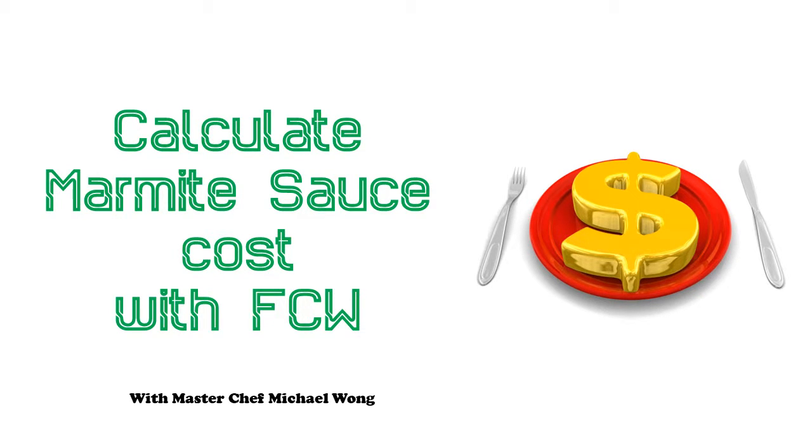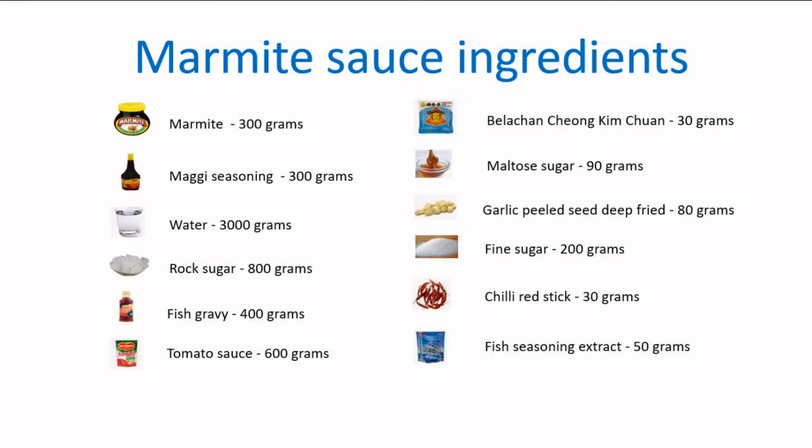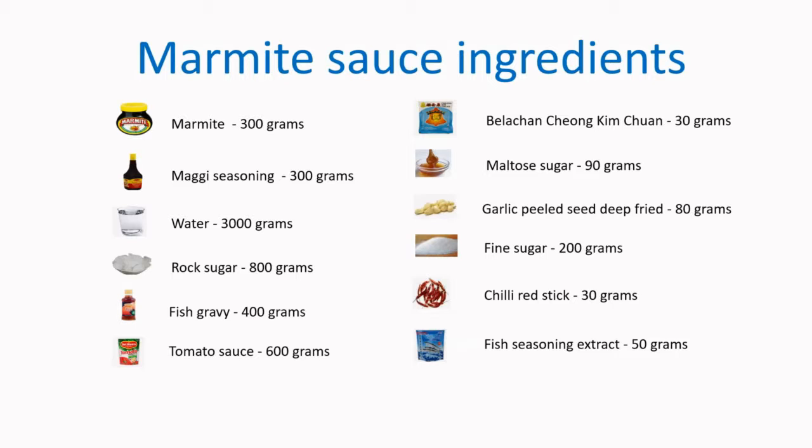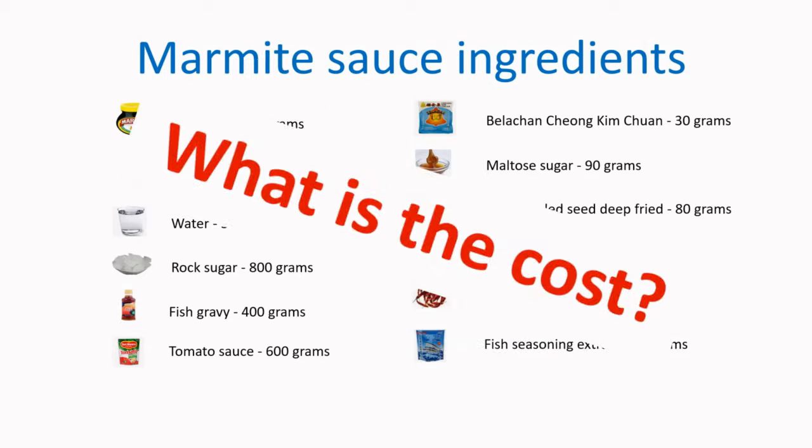In this video, Master Chef Wong will walk you through the process to calculate the cost of raw ingredients that go into the making of one of his most delicious and favorite sauces, the Marmite sauce. There are 12 ingredients that go into the making of this sauce. It is not easy to find out the exact cost of making this sauce with pen and paper. Fortunately, with FCW, this is a simple process.